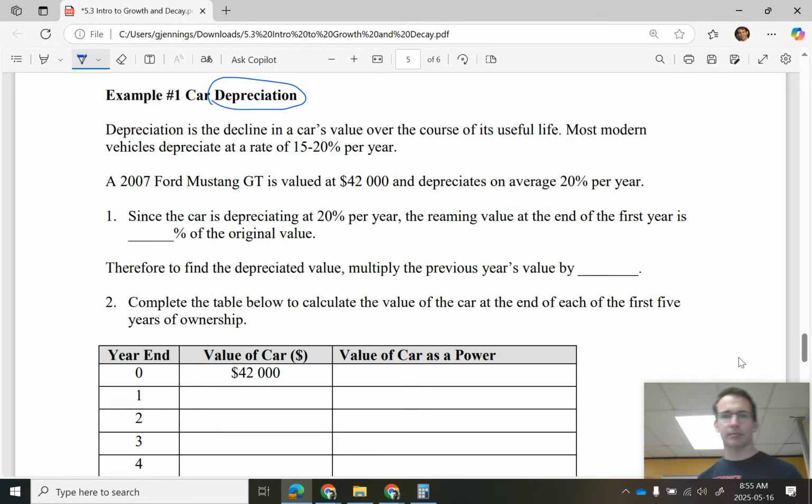So, most modern vehicles are losing 15 to 20% of their value per year. Okay? So, if we have this car, we buy it new for $42,000. After 1 year, how much will it be worth if it loses 20% of its value? It's not growing, it's shrinking. How do we do that?